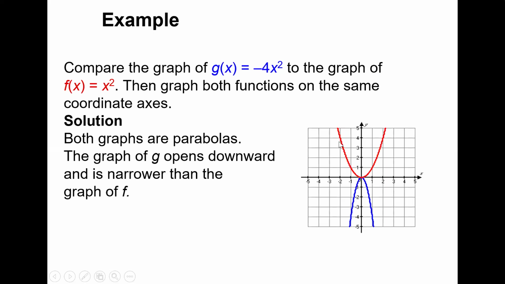All right, so this one is opening up, this one's opening down. This is more narrow because we have that -4, the absolute value of which is greater than the a of 1, and so it's going to be pushed in, and that's what it's going to look like. So we have a wide one opening up and a narrow one opening down.